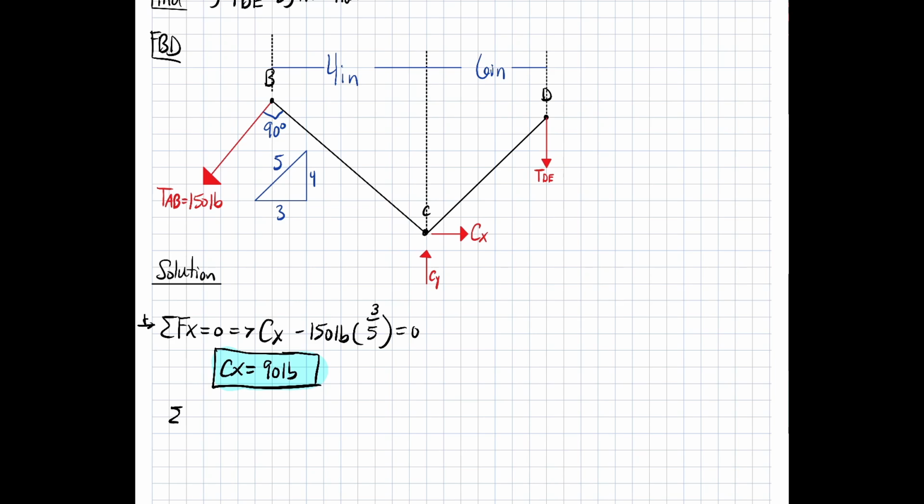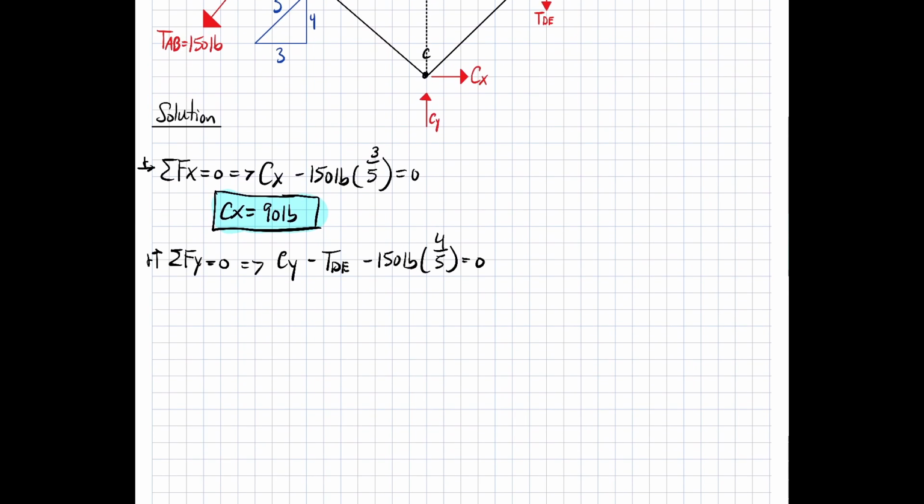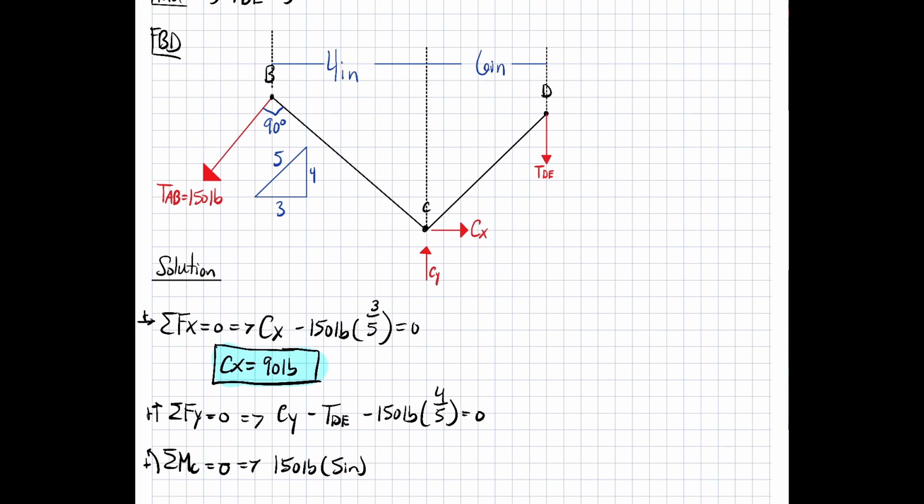Now we take our sum of forces in the y direction, all equal to 0, positive vertically up. We have Cy minus tension DE, this is going vertically down, and our minus 150 pounds at an angle of 4 over 5 equal to 0. We have two unknowns, we can't solve, so we need to take a moment. So we have a moment about C. It's going to take away two unknowns, which we want to do, equal to 0, positive counterclockwise. We have 150 pounds times its perpendicular distance, which is going to be the 5 inches. This portion right here is the perpendicular distance.